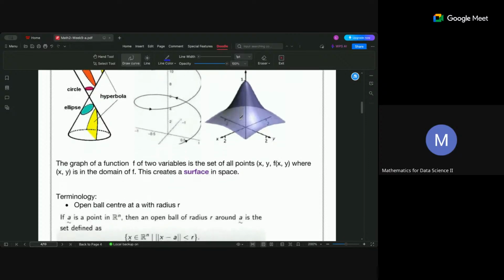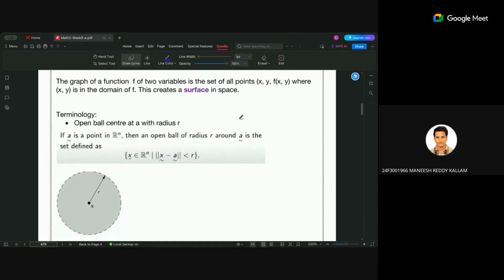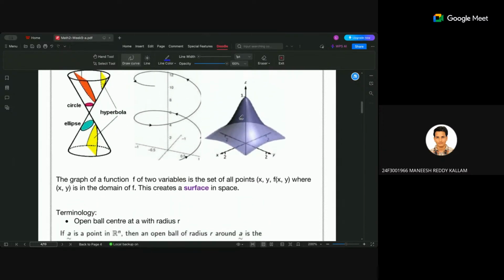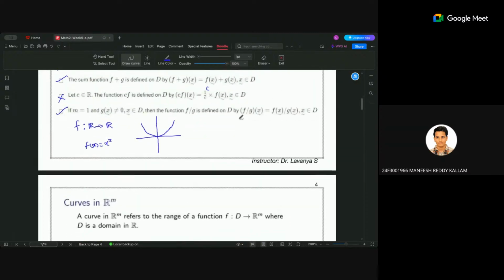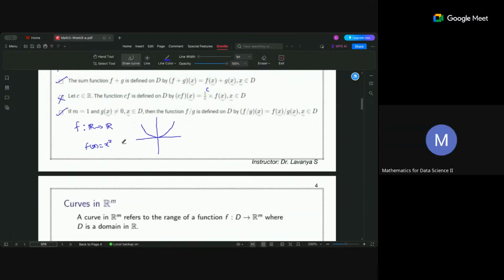Okay, fine. Ma'am, could you repeat from f of x equal to x square once? I couldn't understand. See, what I wanted to say is, for a function from R to R itself, you need R2 to look at the graph. Both the domain and codomain are R, but you need R2 to visualize the graph.